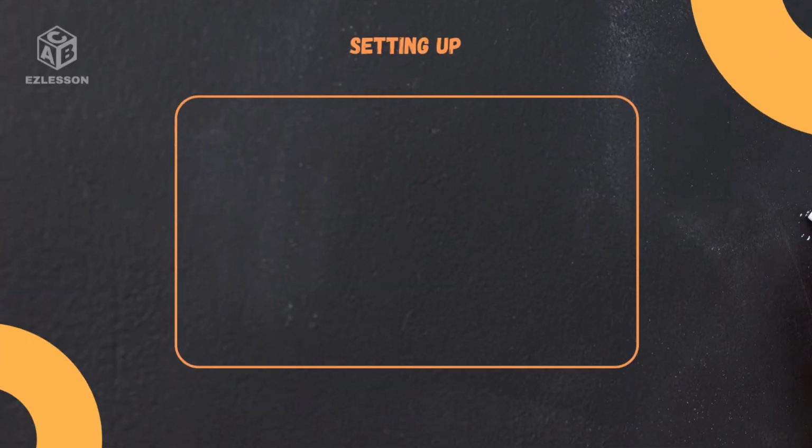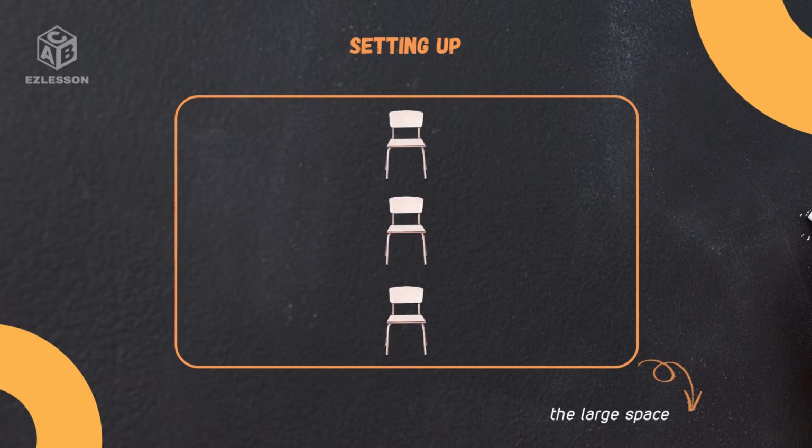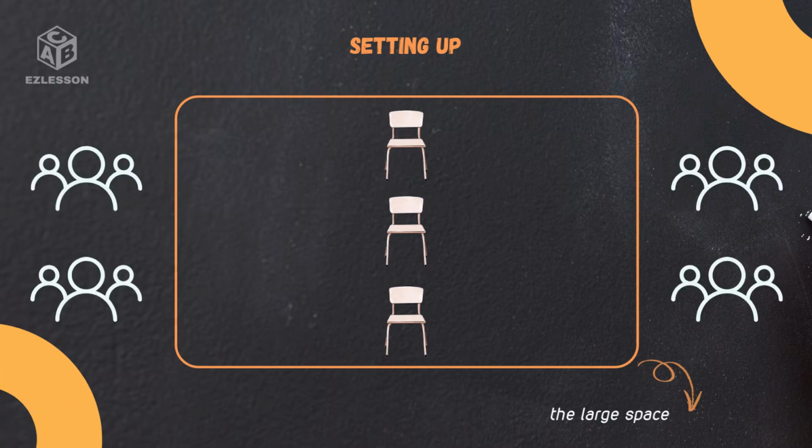Here is how you set up the game. First, create a large space in your classroom by moving desks to the side. Divide the space into two halves using a row of chairs or a tape line as the net. Divide the class into 4 teams for a tournament.